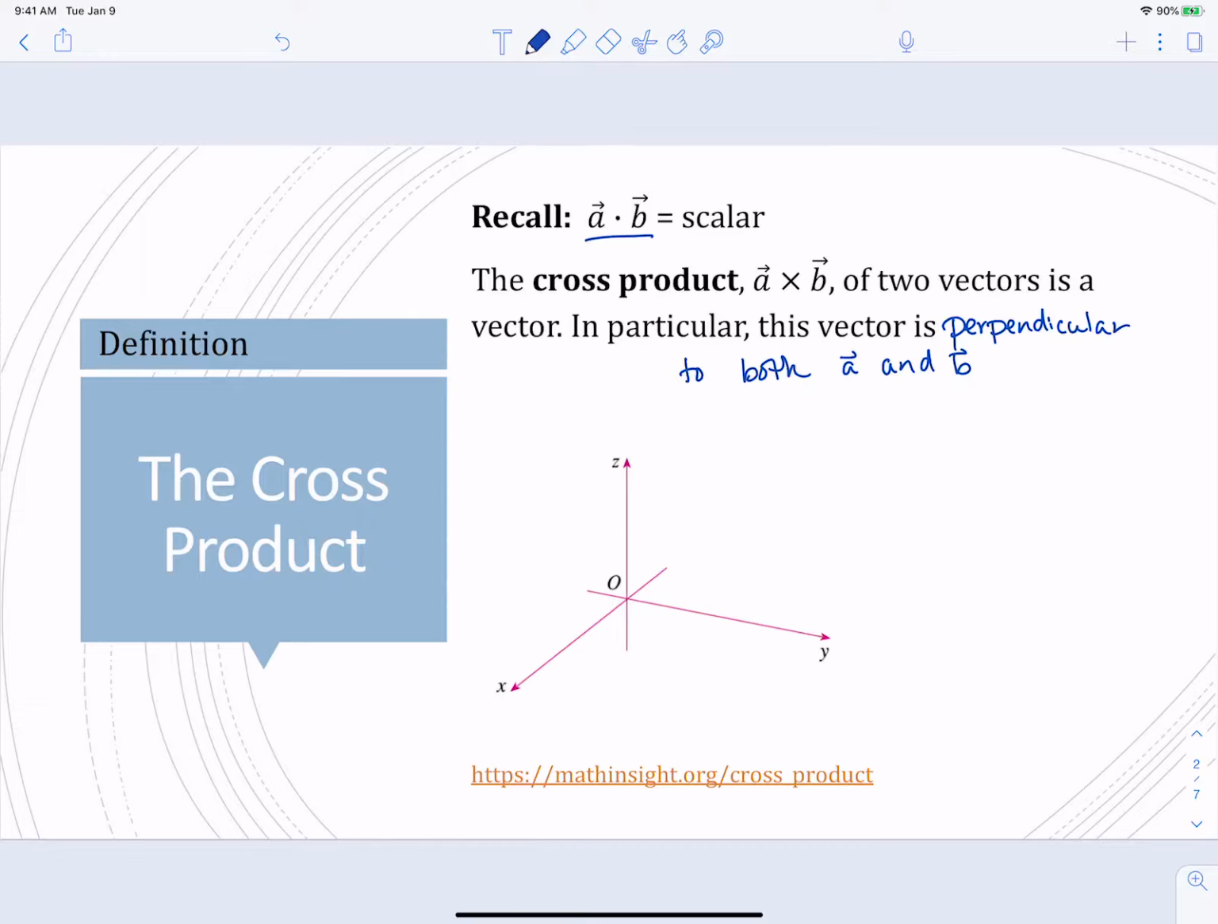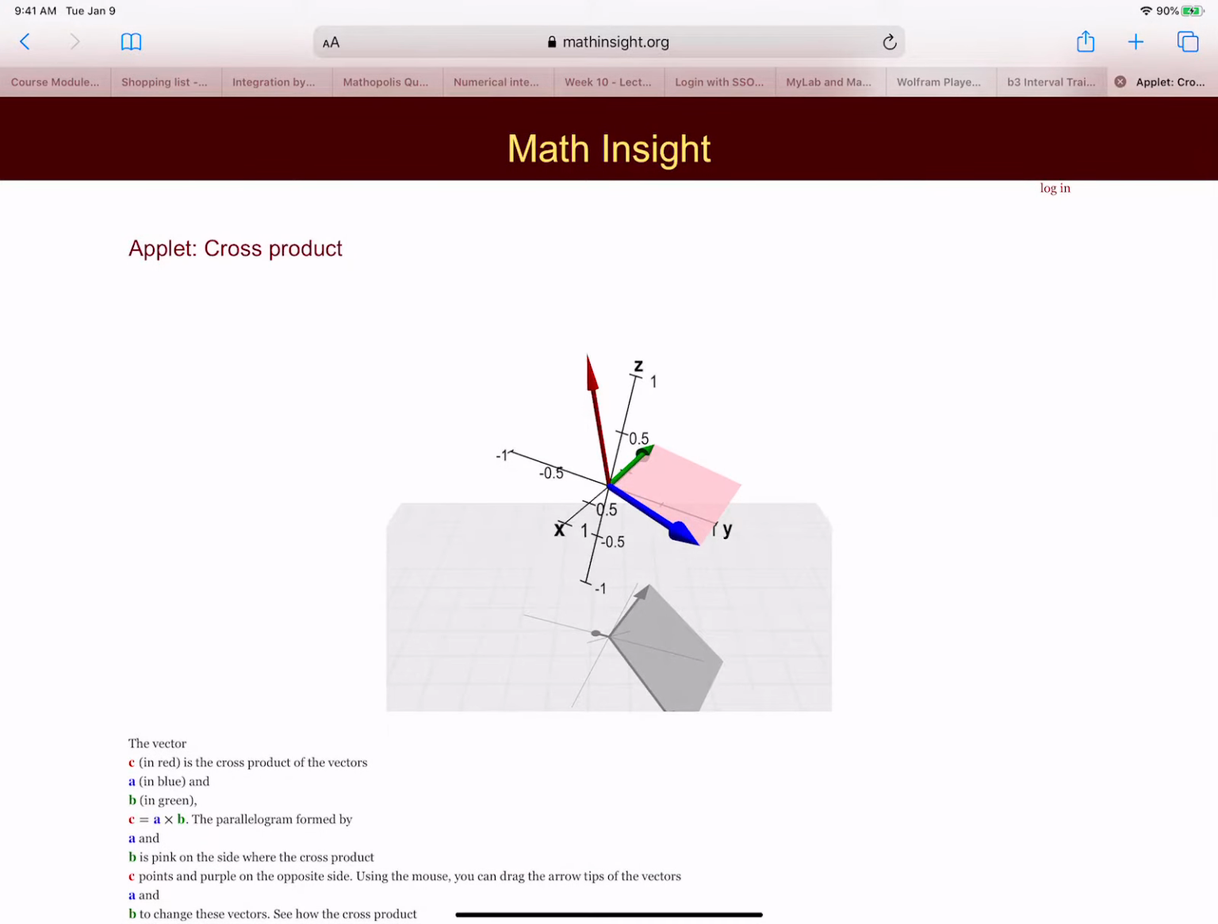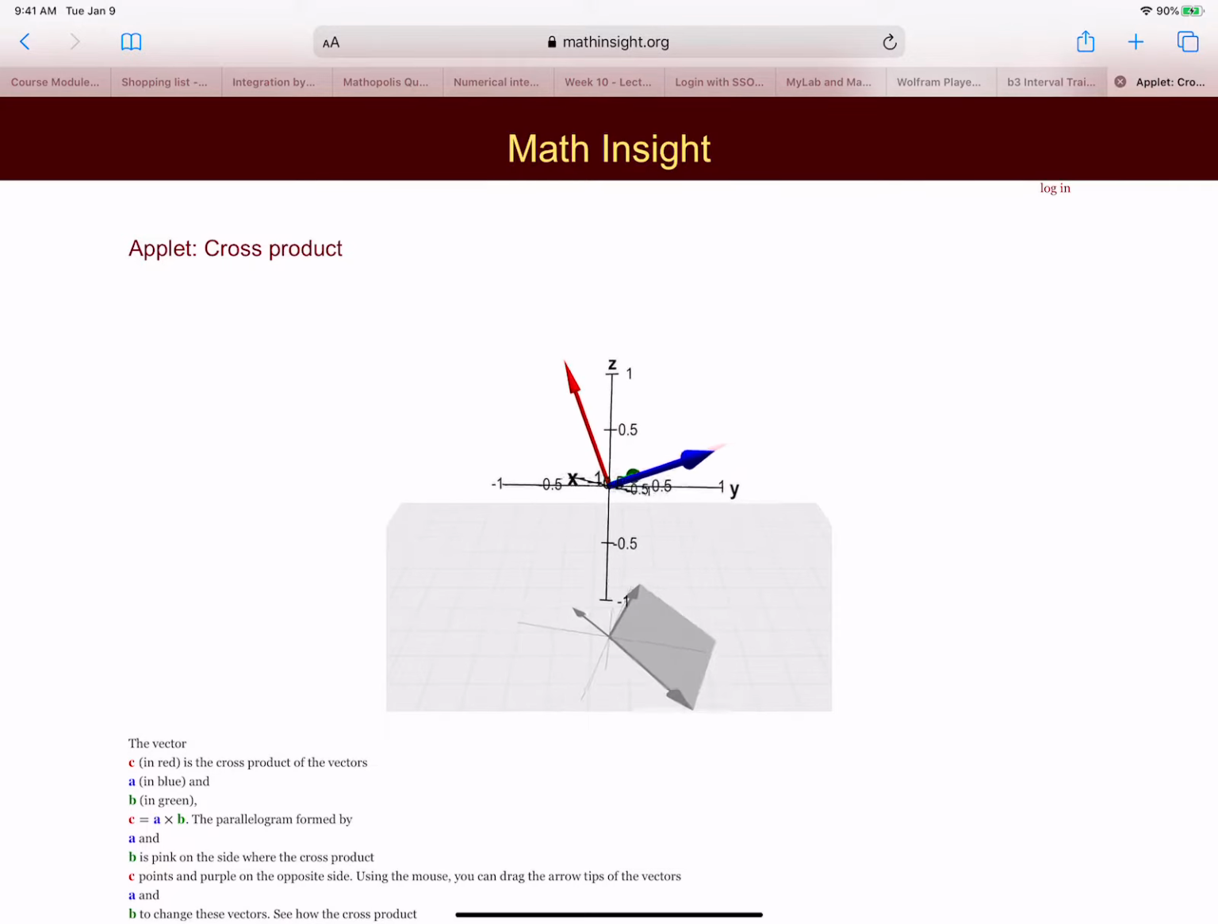So down here I've got a link to an applet. If you're looking at the PDF of these notes, that is a live link, so you can press that or we can take a look at it here. So here's the applet. I can't use it as nicely on my iPad as I can on my PC, but the two vectors that we're finding the cross product of are the blue and the green vectors, the ones making that parallelogram down there in the XY plane, and their cross product is that red vector that's pointing up into the air. And so you can move these around.